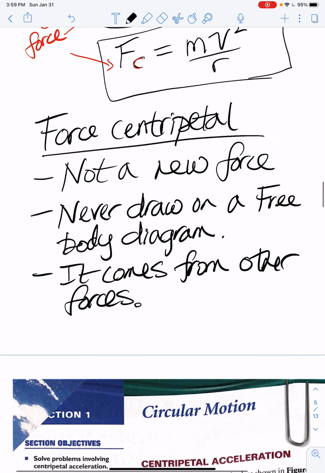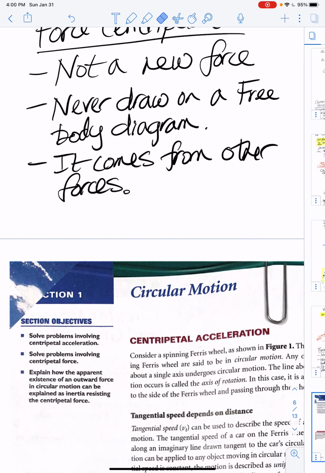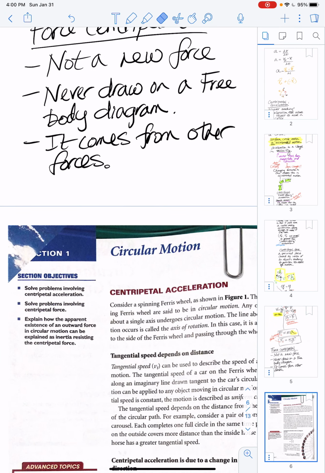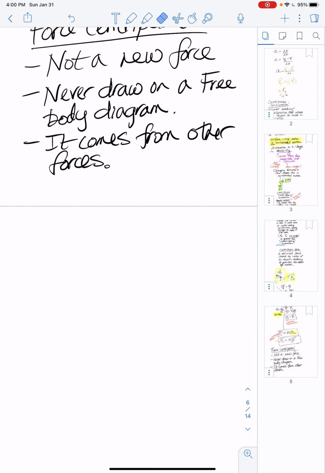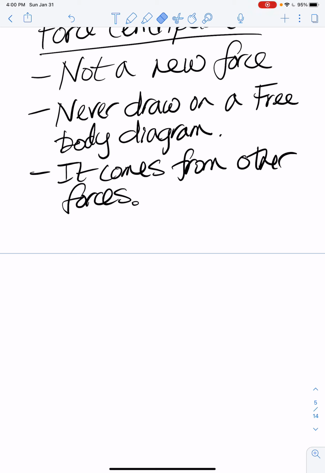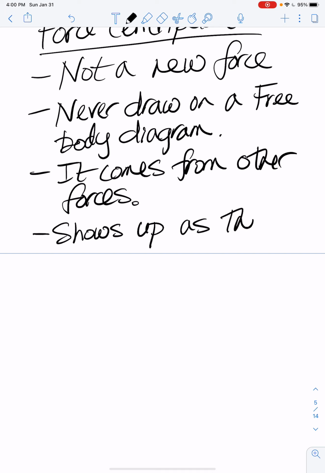And how does it show up then? How does it show up in our equations? Well, as those other forces, but then it also shows up as the net force.